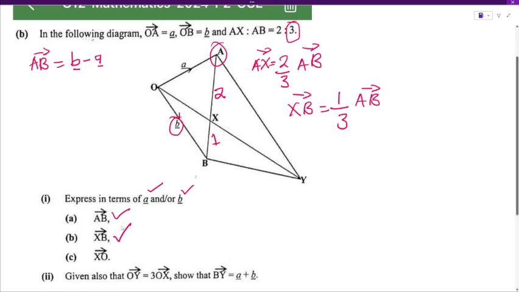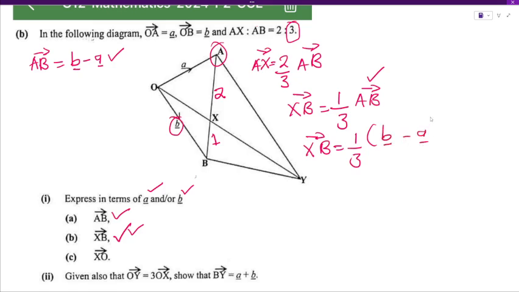Alright, so now we have already expressed XB the way it needs to be expressed. Now we just need to plug in the value for AB. What is AB? We found AB right there as B minus A. So vector XB will be equal to 1 over 3 in brackets, vector B minus vector A, and that is our final answer. We are done. There's no need for us to solve any further than this.